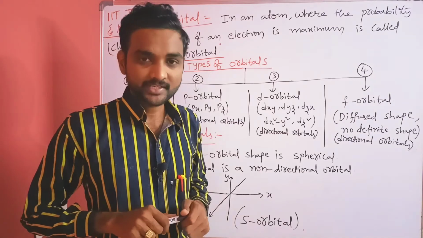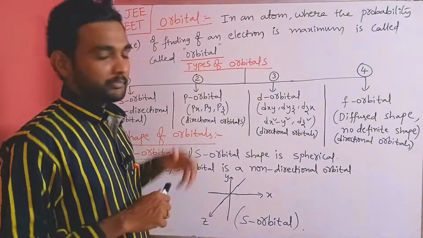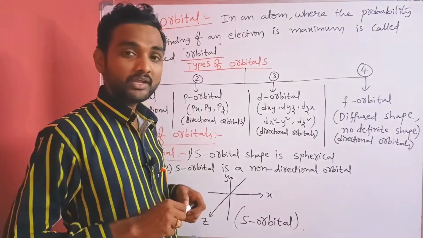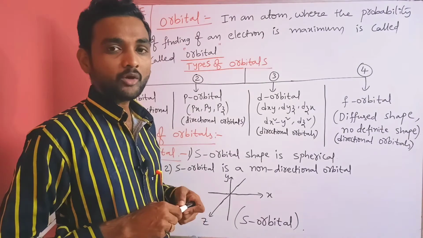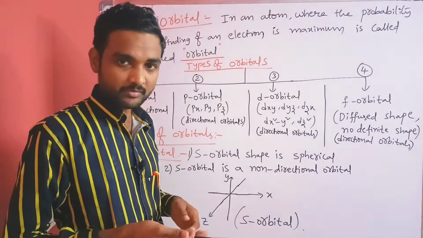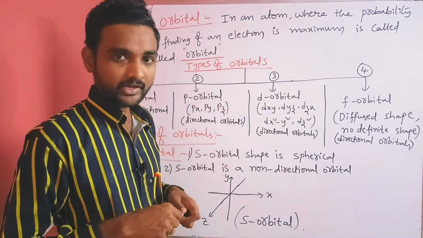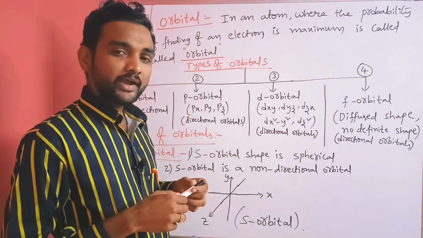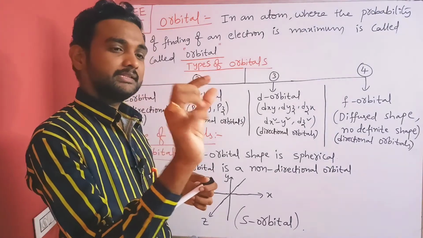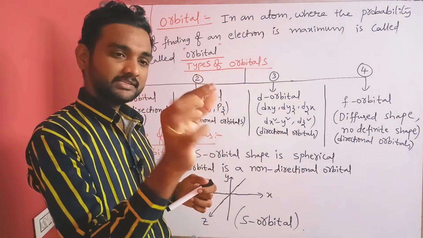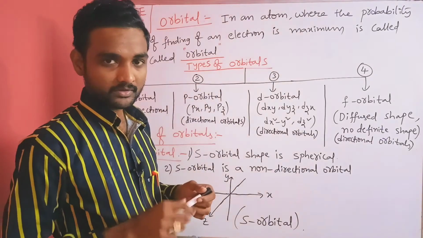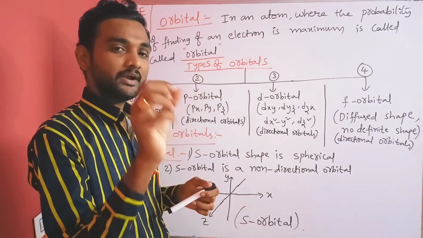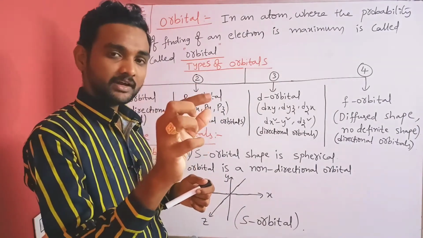Okay, today let me discuss orbital. What is an orbital? See, in an atom, where the probability, meaning chance, of finding an electron is maximum is called an orbital. For example, one atom is there. In that atom, we are finding an electron in this region. Then this region is called an orbital. In this region, the chance of finding an electron is maximum. So this region is called an orbital.